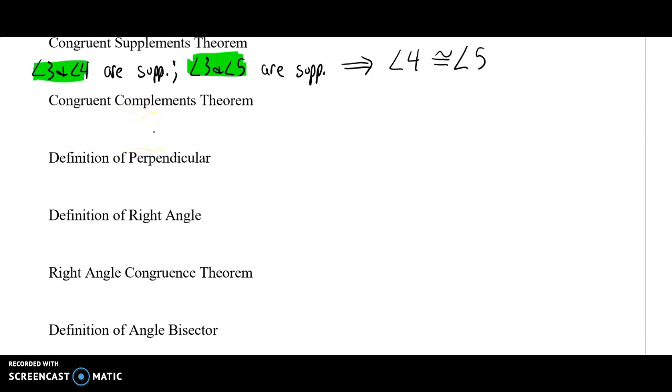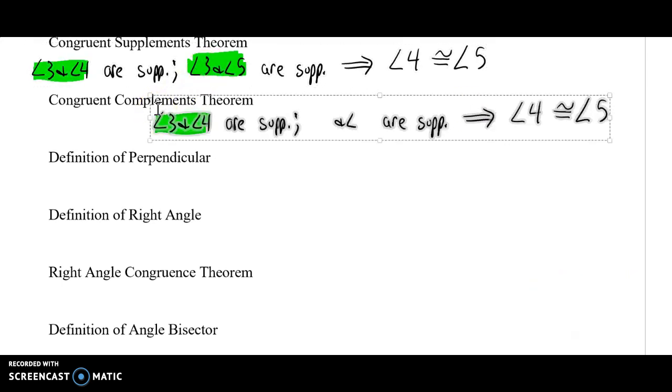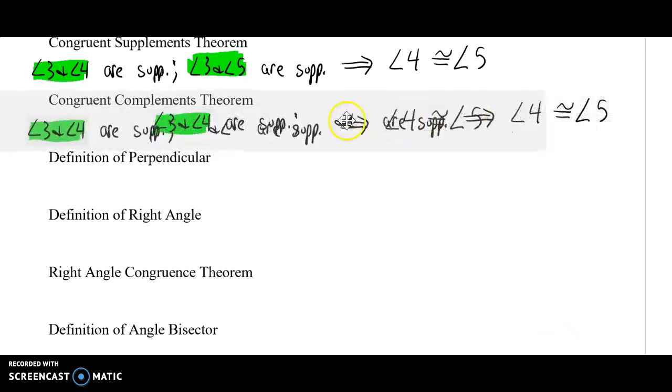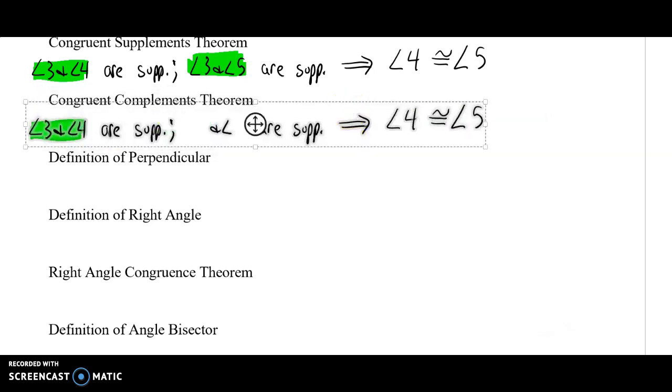Congruent complements theorem is almost the same thing. So what I'm going to do here is copy all this, paste it down here. And to change this up a little bit, anytime it says supplements, change those to complements. Otherwise, it's the same thing.